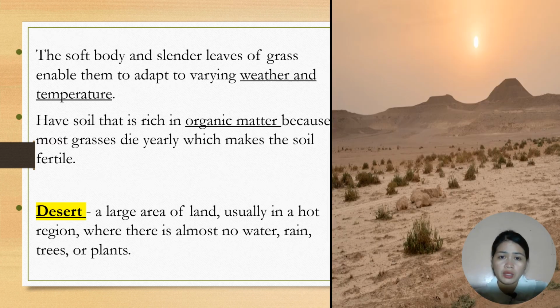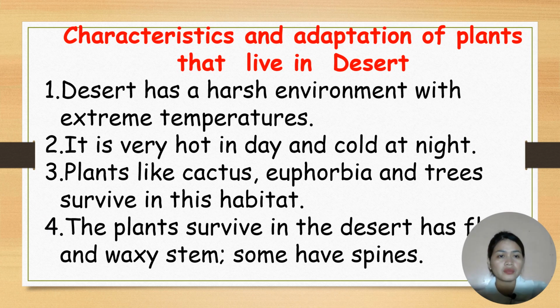So here, what can you see in the picture? It's a desert. So when we say desert, it is a quite hot region. Do we have desert here in the Philippines? No. So these are the characteristics of desert. Desert is a harsh environment with extreme temperature. So napakainit. Second, it is very hot in the day and cold at night. So napakalamig din sa gabi.